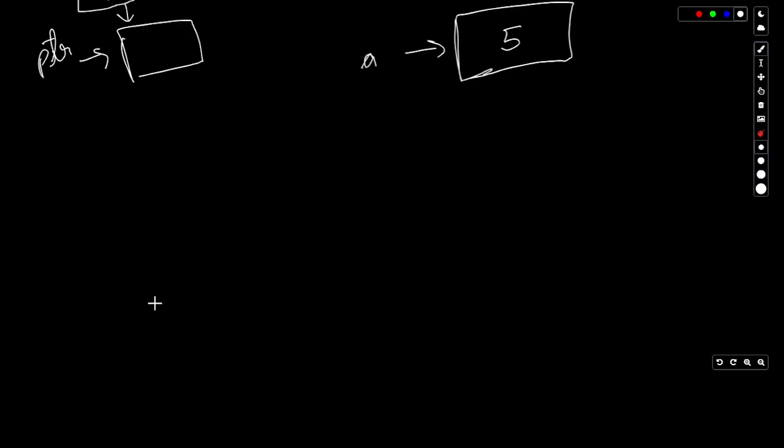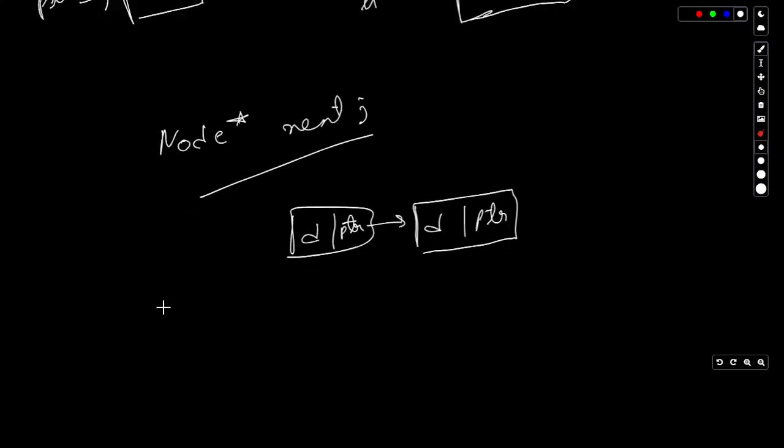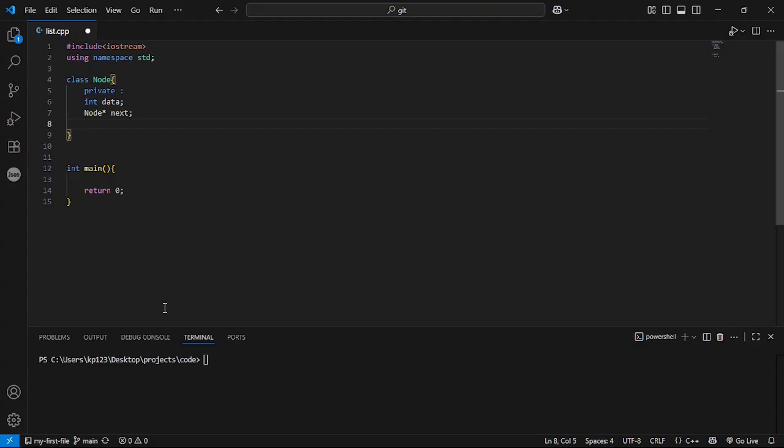So that is why we are creating a node pointer next. What do we mean by that? First of all you're creating a node in which you have data, and then you have a pointer which points towards the memory address of another node, and it will also have data and it will also have its pointer. So this is it.